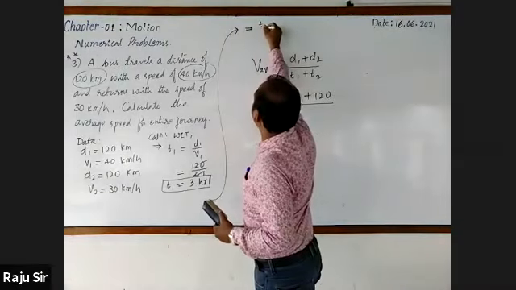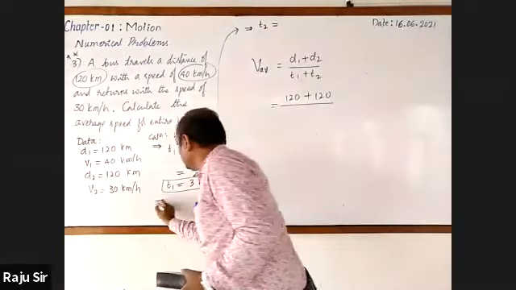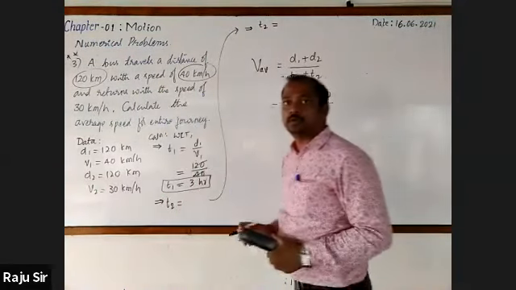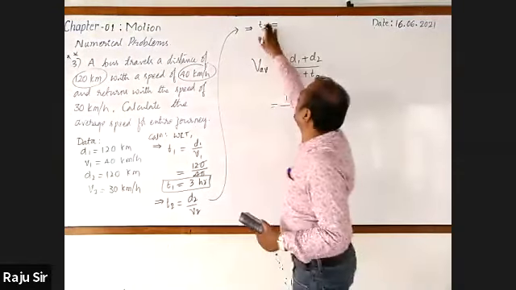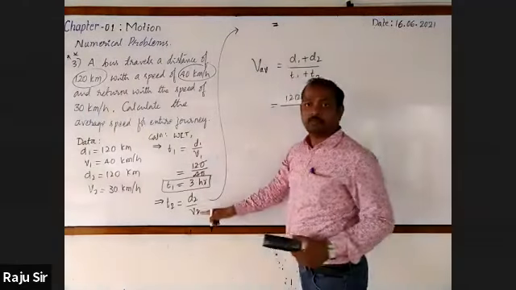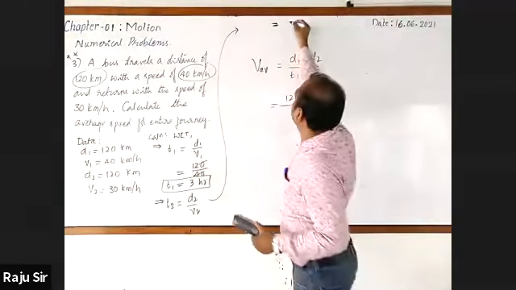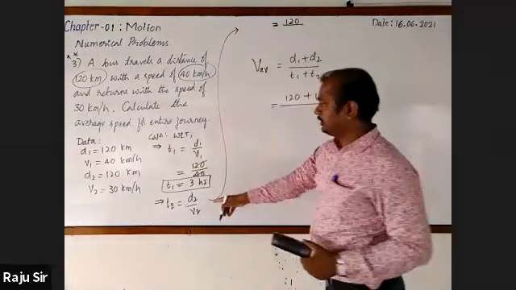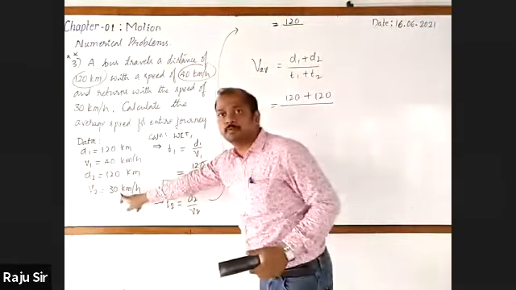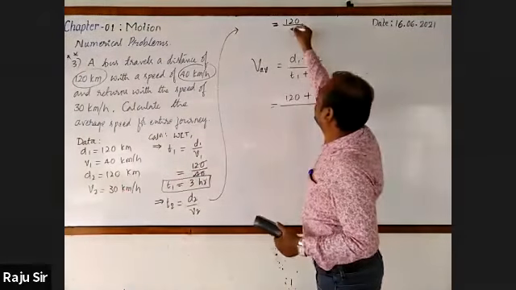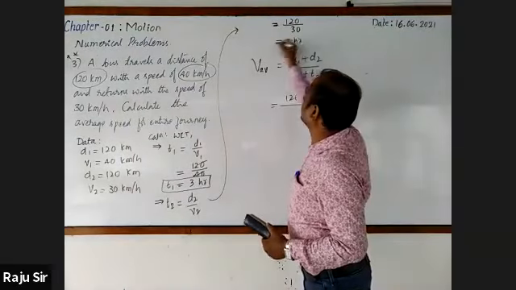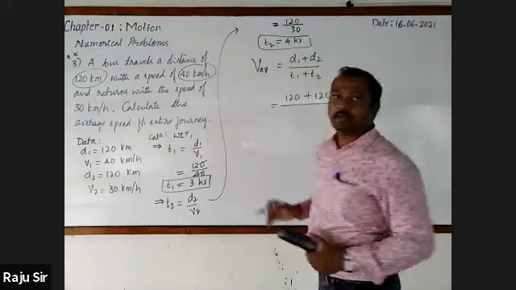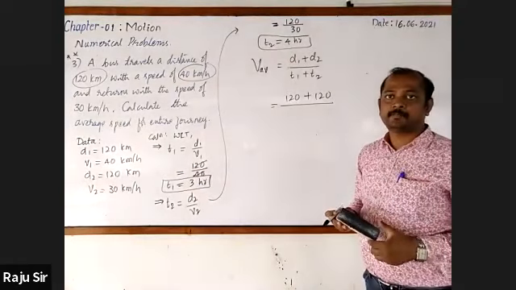Let me continue that. Next, we want T2. T2 is equal to D2 by V2, where D2, second distance, is the same 120 kilometer, and while returning it moves with a speed of 30 kilometer per hour. 120 by 30. Cancel it. It is 4 hours. Check whether you got the same.